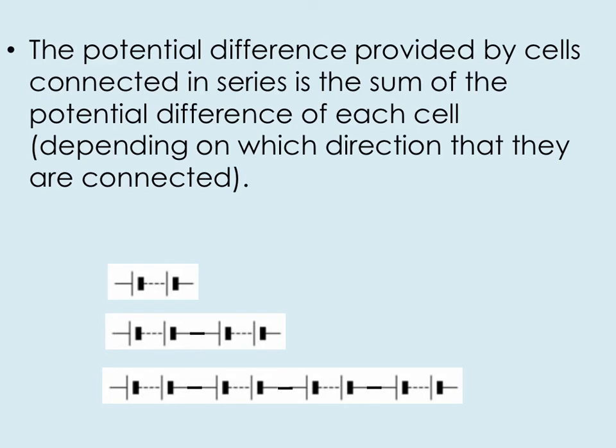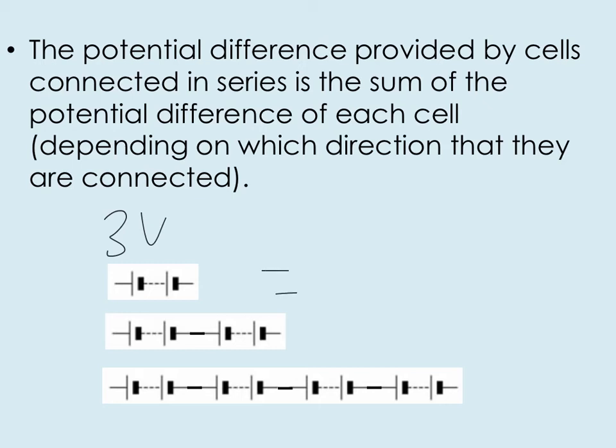So the potential difference provided by cells connected in series is the sum of the potential difference of each cell, depending on which direction they are connected. If they're connected correctly, as all these ones below are, then the overall potential difference provided by those cells is equal to the sum of all of those individual cells. If we assume that each individual cell here has 3 volts, you'll be able to work out the total potential difference that each of these combinations have.